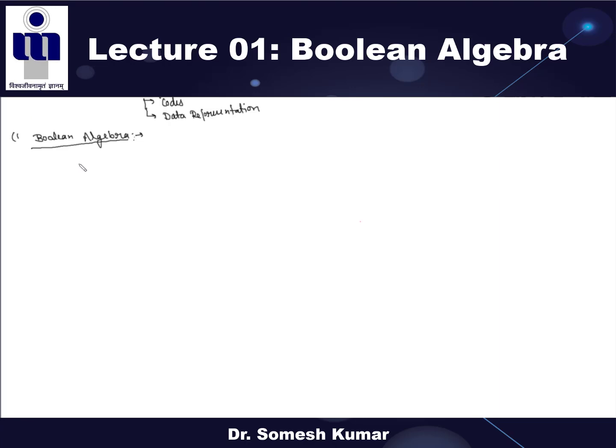So this term Boolean algebra was invented by a scientist named George Boole in 1854. This Boolean algebra consists of a special type of mathematics which involves various variables, and how to minimize the variables. This is the main approach in this mathematics.